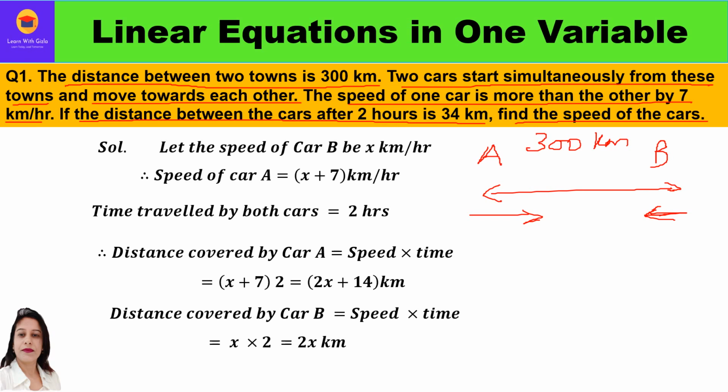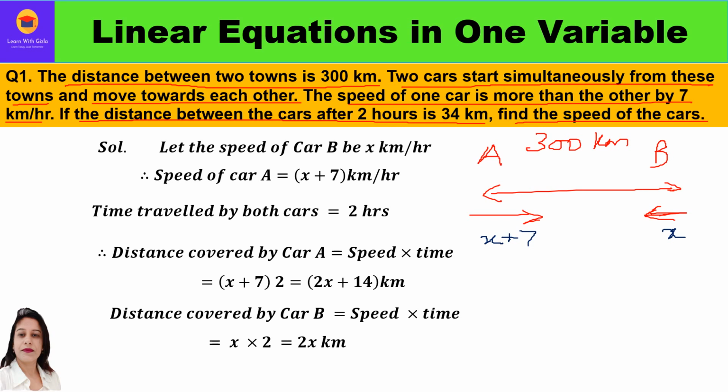The speed of one car is more than the other by 7 kilometers. So if I say the speed of B is x, the speed of A will be x plus 7 kilometers per hour. Now it is saying the distance between the cars after 2 hours is 34 kilometers. Car A has traveled for 2 hours, car B also has traveled for 2 hours. In 2 hours they covered some distance.